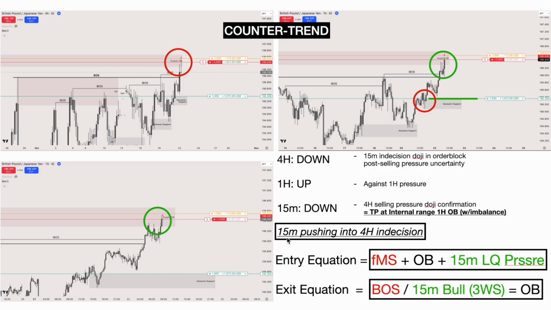Okay, so we have that 15-minute pushing into the 4 hour, so the 1 hour isn't even ready, and we have that 4 hour just giving clear reason to sell afterwards. So we have to be very in tune with the order flow and with the institutional zone, looking at these key points of interest as opposed to the price action as much. So we have the take profit at the internal range 1 hour order block with imbalance.